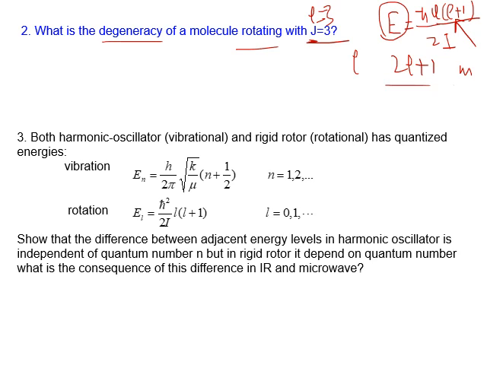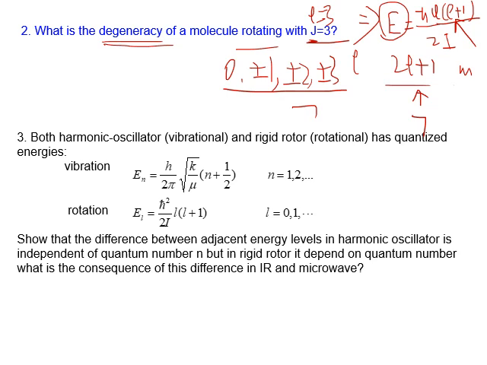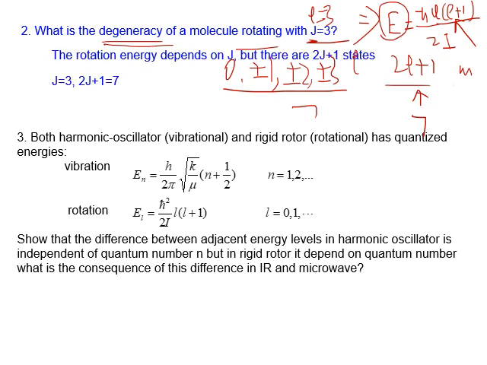So in this case, when L equals 3, what are the possible m? It can be 0, positive, negative 1, positive, negative 2, positive, negative 3. These are the possible m. Altogether it is 7. You can use this equation to calculate: 2 times 3 plus 1, that's 7. So 7 wave functions. They all have the same L, different m. And therefore 7 wave functions, same energy. And that's called the degeneracy. So the answer is 7.